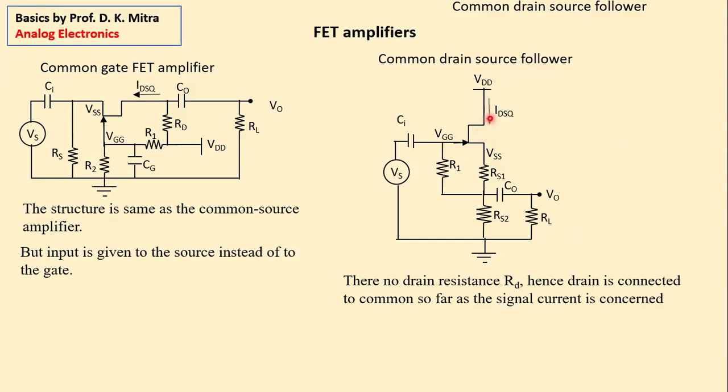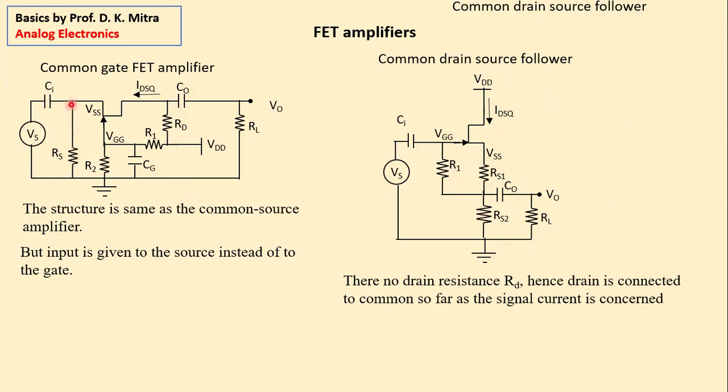So this IDSQ is the DC current, which will be superimposed by the varying signal current, and that will be short circuited to the common. And that is why it is called common drain. If you look at the circuit, often students get confused. The drain is connected to power supply. Why is it common drain? But it is common for the signal, so far as the signal current is concerned. And there is a load coupling capacitor, source coupling capacitor as usual. Only this biasing part is a little different.